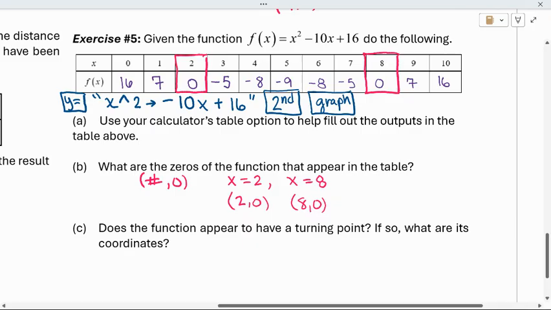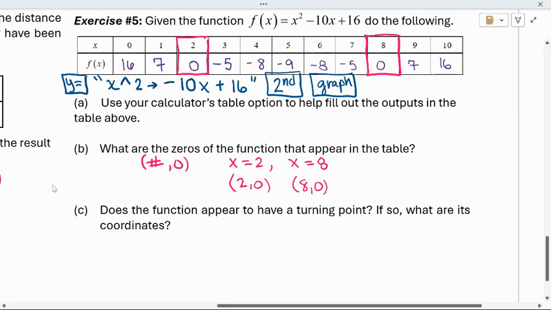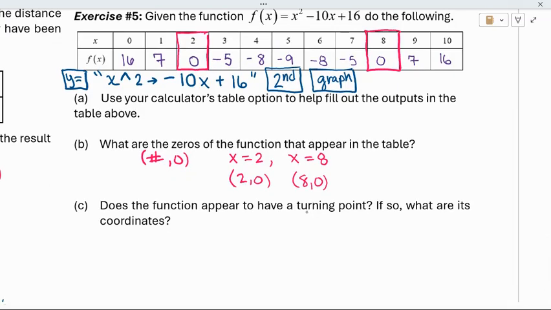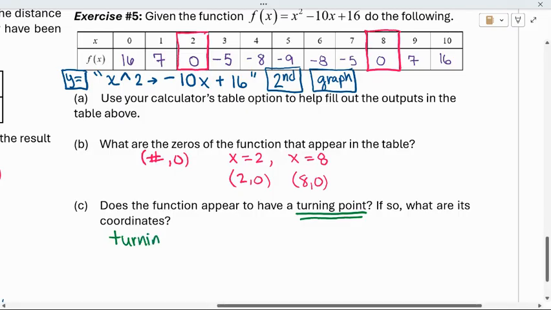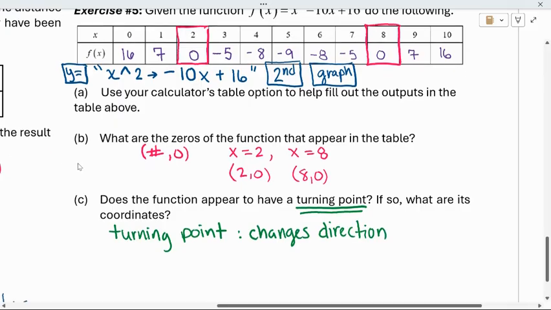Remember that the zeros happen. Lysandra, are you with me? Zeros happen when y is 0. Does the function appear to have a turning point? What happens at the turning point? What does it say on yesterday's journal? It changes direction. So we're looking for when it changes direction. How in the heck are we going to see if it's changing direction if it's in a table? We do know.